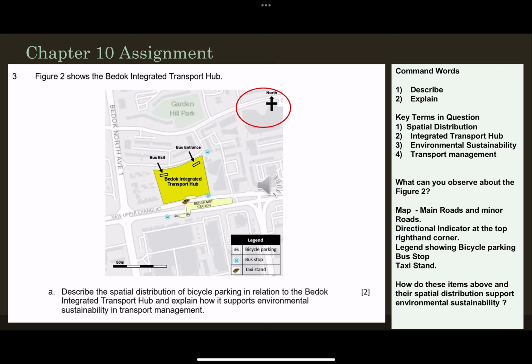And there is the new Upper Changi Road, which is in the middle, in between the Bedok Integrated Transport Hub and Bedok MRT Station. So we can see that the Bedok Integrated Transport Hub and the MRT station are located at places which potentially have higher traffic movement.